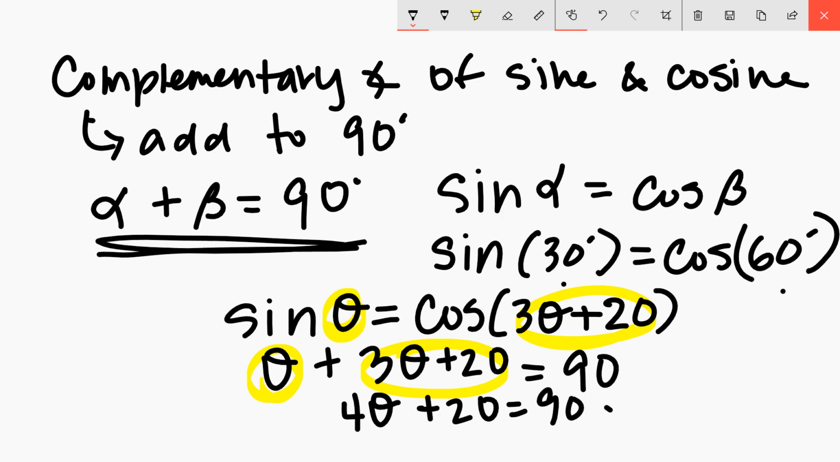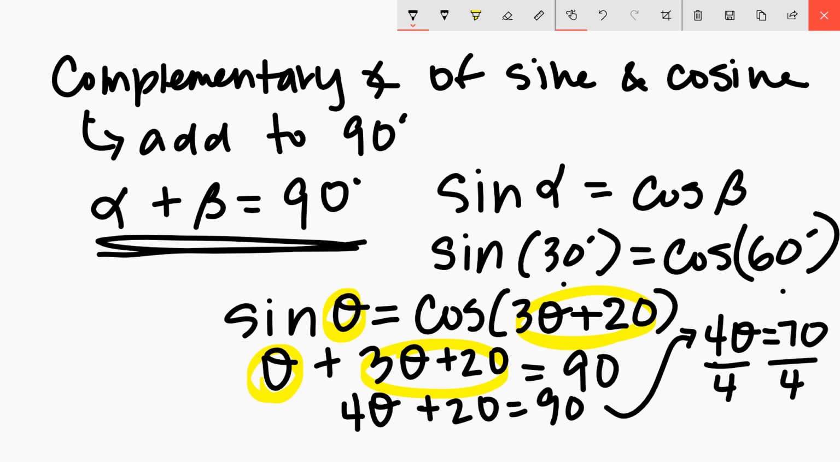Running out of space. Squeezing it here, hopefully. If I subtract 20 from 90, I've got 4 theta equals 70. And then you just divide by your 4. Theta equals 17.5 degrees, rounding to your nearest tenth even. Okay, and that's how you do complementary angles of sine and cosine.